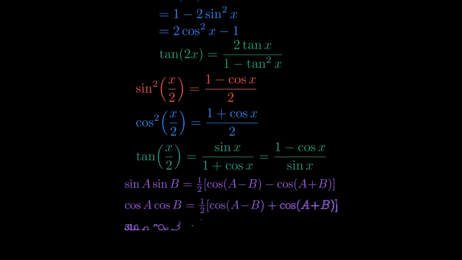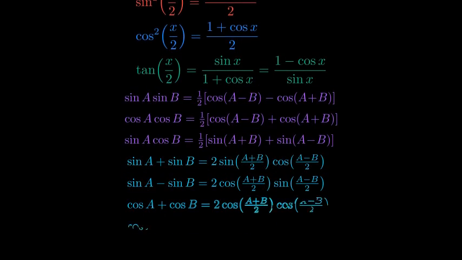Product to sum and sum to product identities help when multiplying or adding sines and cosines with different angles. Product to sum. Sine a sine b equals 1/2 times [cosine of (a minus b) minus cosine of (a plus b)]. Cosine a cosine b equals 1/2 times [cosine of (a minus b) plus cosine of (a plus b)]. Sine a cosine b equals 1/2 times [sine of (a plus b) plus sine of (a minus b)].